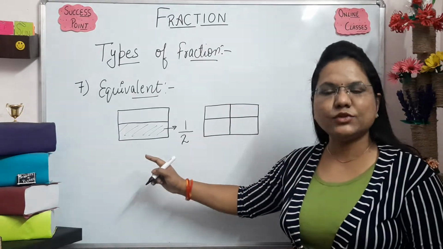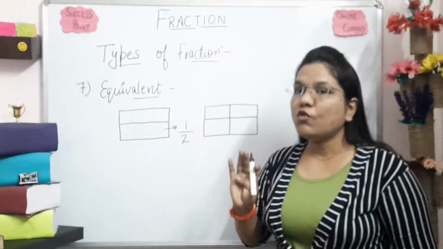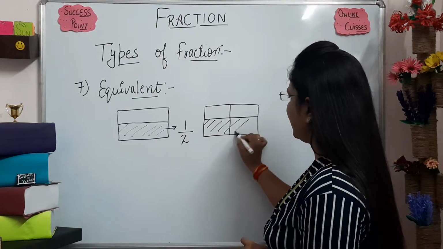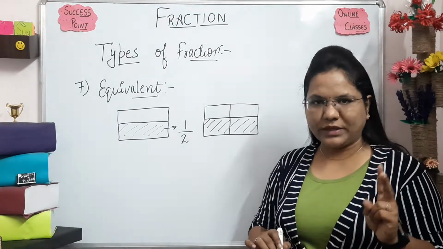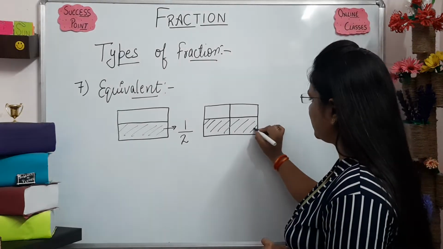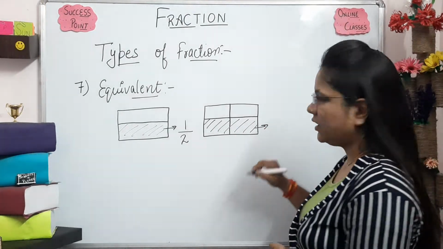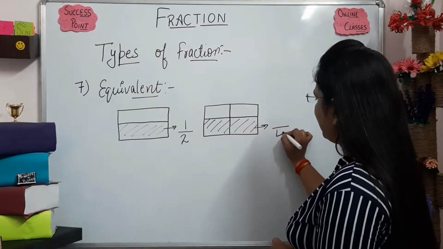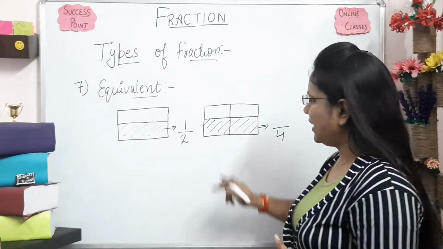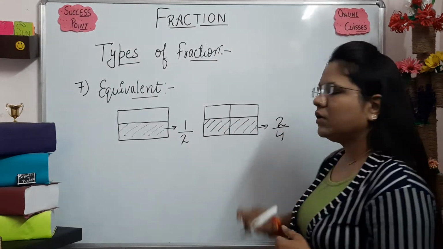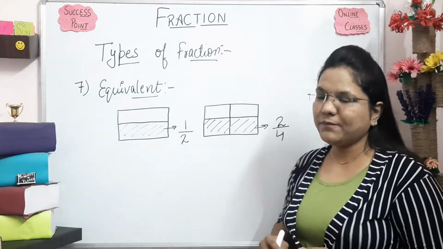Now we have the same chocolate. We want to divide this into 4 parts. And how many parts do I want to give to you? That is 2 parts. So what is the fraction for this shaded part? It will be total 1, 2, 3, 4. We have total 4 parts. I want to give you 2. That will be 2 by 4.